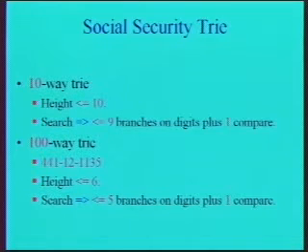So you would do up to 5 branches on your way down, followed by a single compare at the end, where you would compare this 9-digit key with whatever's sitting in the element node you reach.